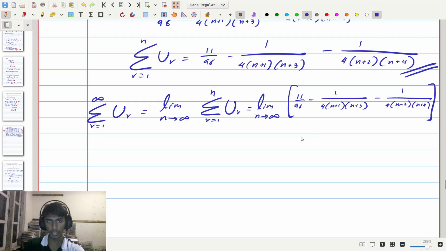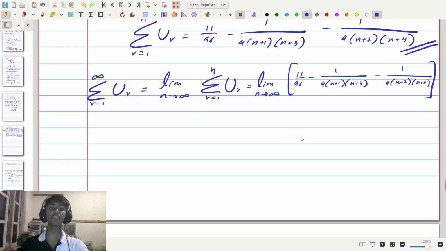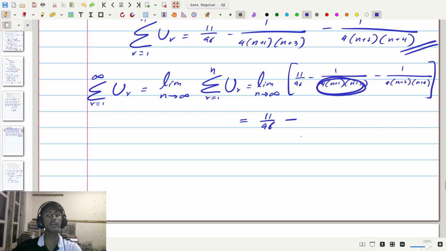Now considering this, if we take the limit as n approaches infinity, the very first term is a constant, so it will remain. So we have 11 over 96. Now the next term is 1 over some powers of n that are positive. Due to this, when we take the limit as n approaches infinity, the denominator diverges to infinity, meaning that 1 over that term is going to approach 0. Therefore, this term right here approaches 0. Similarly, the second term here also approaches 0.